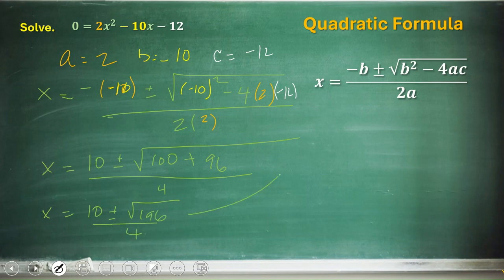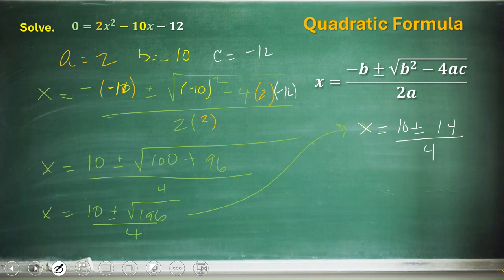Okay, I'm going to come over here now. The square root of 196 is 14. So I now have x equals, I'm going to switch colors so it's a little easier to see, x equals 10 plus or minus, not the square root because we got rid of that. Erase that for a second. That's also a common mistake, so be careful there. Plus or minus 14 divided by 4.